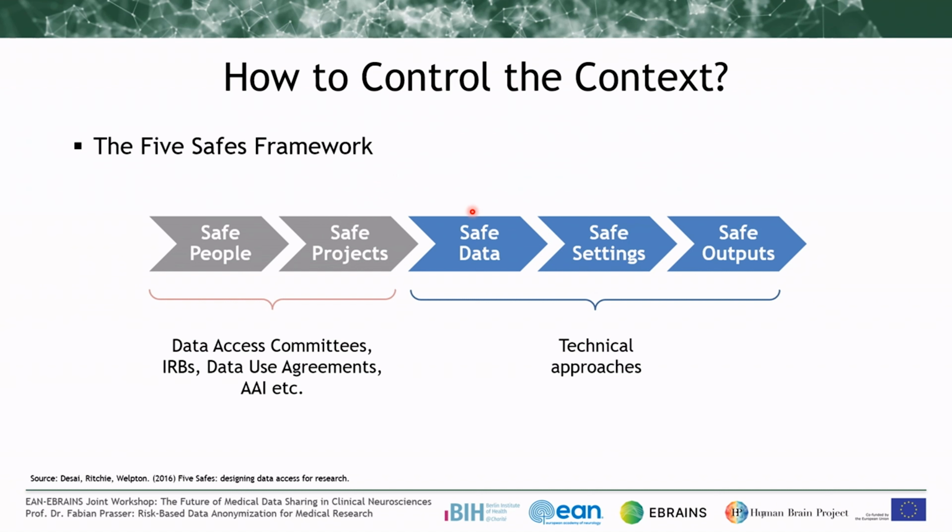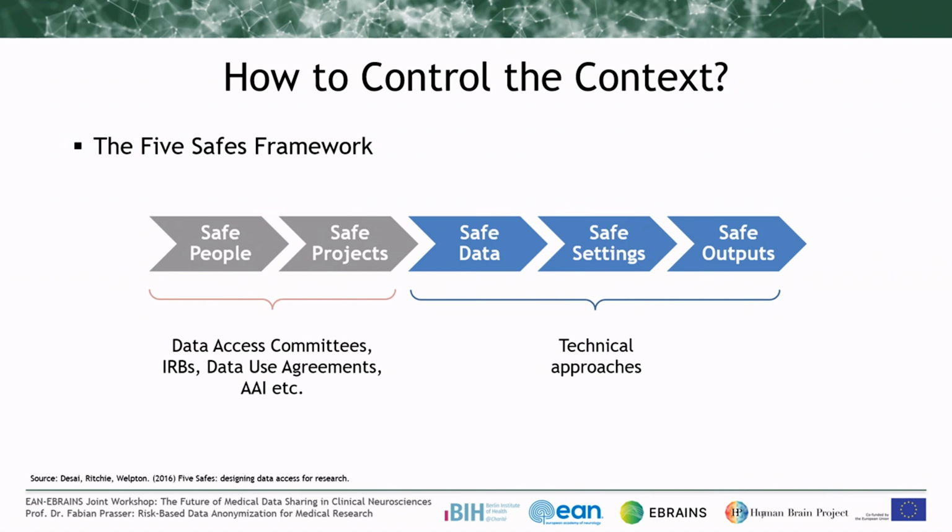With safe data, we can reason about the risks of identification that are inherent to a dataset. This is the most important axis for the application of anonymization techniques. With safe settings, we can reason about protection measures that are in effect while data is being used, for example, a monitored remote desktop connection. Finally, with safe outputs, we can reason about risks of identifiability that might be inherent to the results of an analysis, which is also an aspect where anonymization processes can be important.